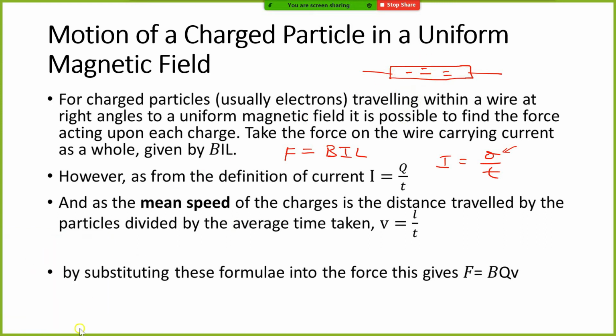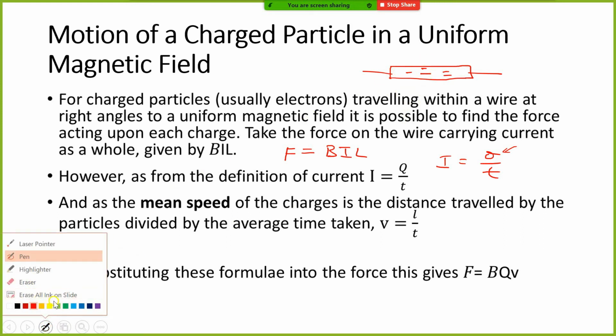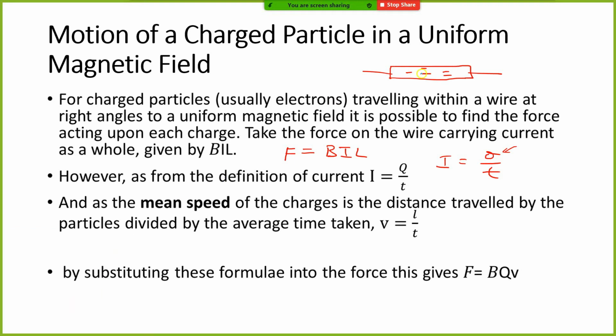So this is my conductor that is within a magnetic field. Let's just imagine that the magnetic field is around here. This is probably the north or the south, and then you have another magnet below here, which is going to be the north.